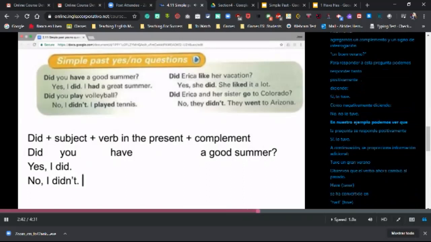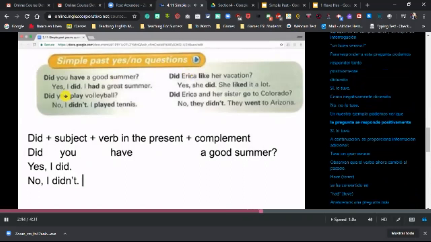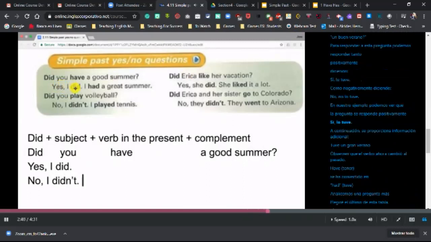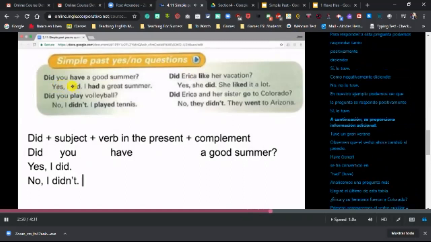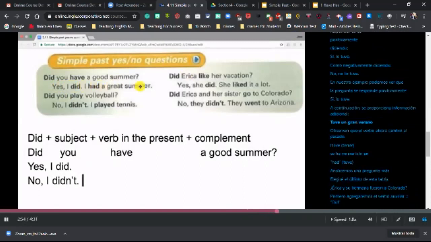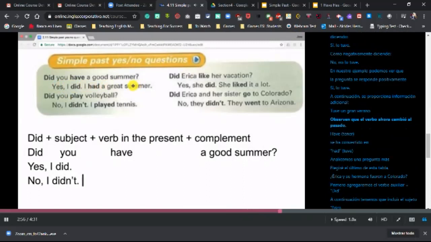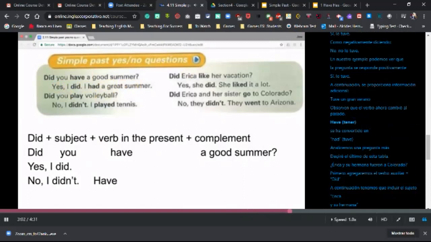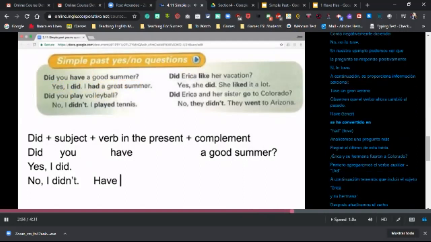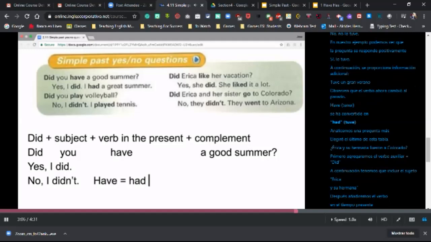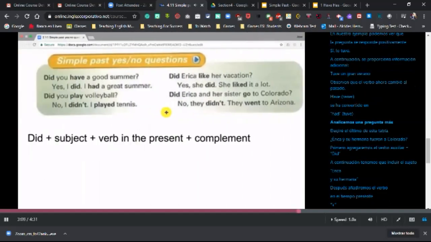In our example, we can see that the question was answered positively, yes, I did. Then extra information is given. I had a great summer. Notice that the verb now changed to the past tense. Have turned into had. Let's analyze one more question.